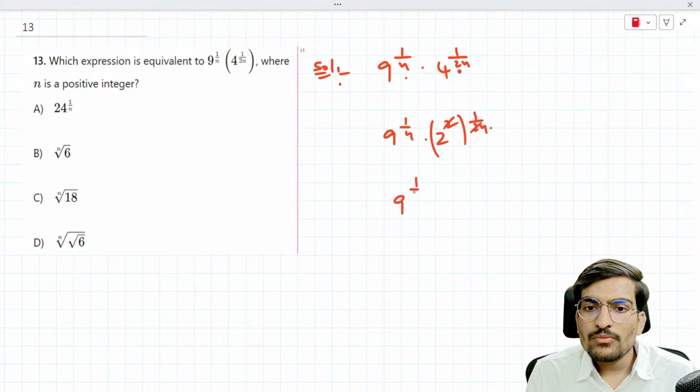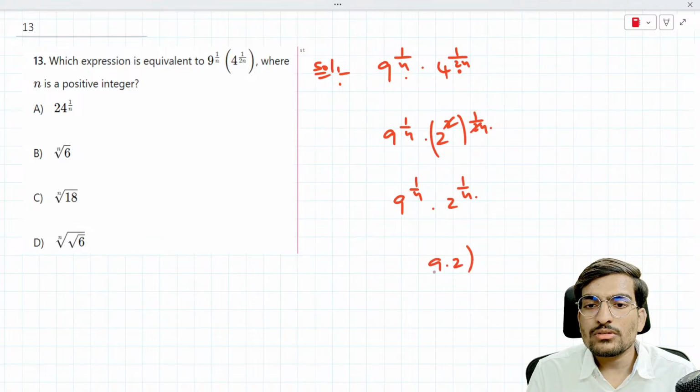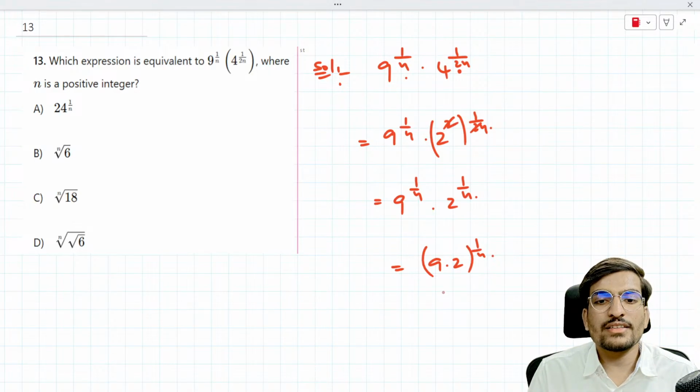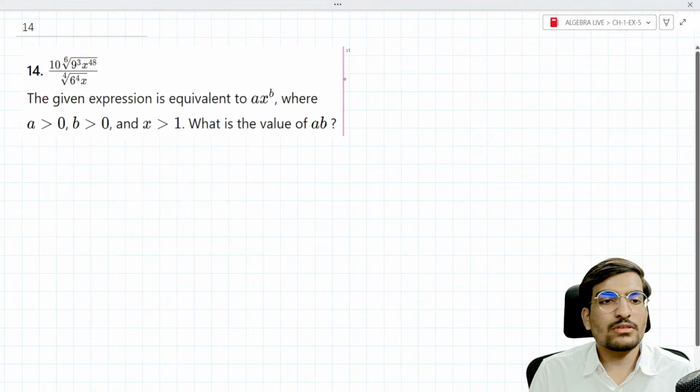So we end up with 9 raised to the power of 1 by n and 2 raised to the power of 1 by n. Now 9 times 2 whole raised to the power of 1 by n, because they have the common power. Saidu Rahman said the C1. Yes, fine. It's nth root of 18. Correct. Let's go for the next question.